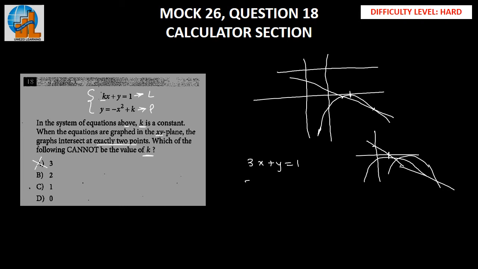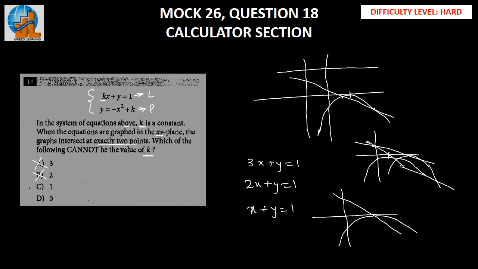Let's go to option B. It will be 2x plus y is equal to 1. Again this will be something similar. The only thing is this line will look something like this, and we can eliminate option B as well. Let's go to option C. This would be x plus y is equal to 1. So this line will look something like this. Again it is inclined to the x-axis and it will be minus x square plus, so our parabola will be something like this, and this line will somewhere cut this parabola at 2 points. So we can eliminate option C as well.